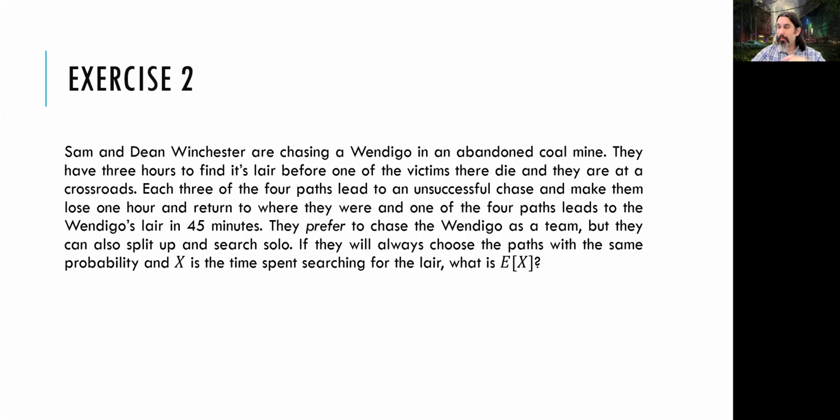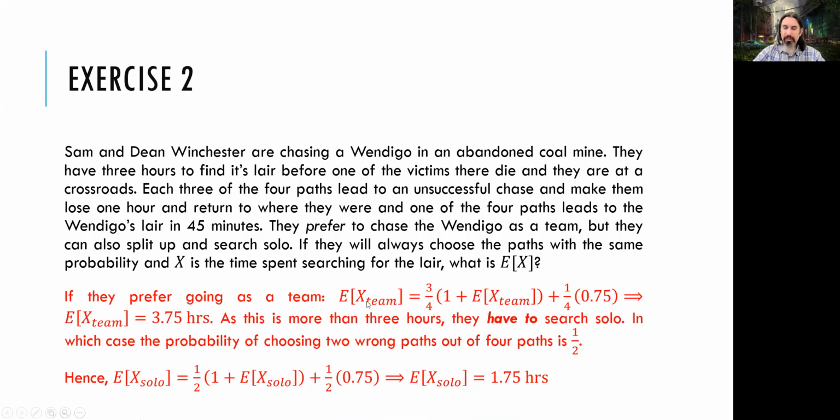Now, for the first part, we know that if they choose a wrong path, they're going to lose an hour. But if they choose the right path, they're going to do this in 45 minutes, in 3/4 hours. So the probability of picking a wrong path is 3/4 because there are 3 wrong paths and 1 right path. And picking the right path has a probability of 1/4. So from here, I know that the expected value of T, which is here X, of course, the expected value of X is going to be 3/4 for picking the wrong door, times (1, because you lost 1 hour, plus E[X]).